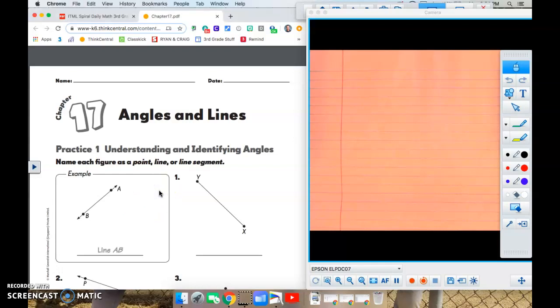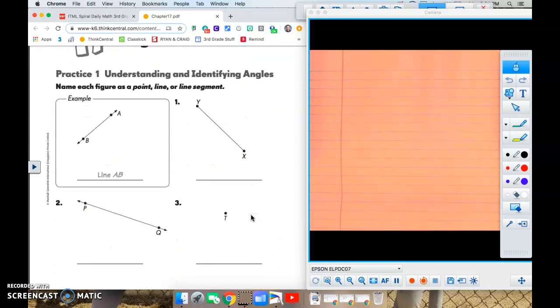We are on chapter 17 already, called Angles and Lines. And today in practice 1, we're going to go through understanding and identifying angles. Name each figure as a point, line, or line segment. Some of you, if you were doing the daily math with us recently from the 3rd grade test prep crunch time, will remember that we were going over that exact thing with the line segments and lines and points and endpoints. So we're going to continue doing that now and get a little more into that.